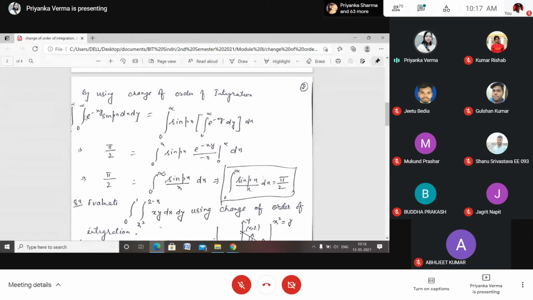Now this integral, we have already evaluated in the last section, and the value of this integral has been evaluated as pi by 2. Now put the values and make this an identity. You see that integral from 0 to infinity of sin px by x dx will be equal to pi by 2, and that is what we have to prove. So this is the proof of that problem.